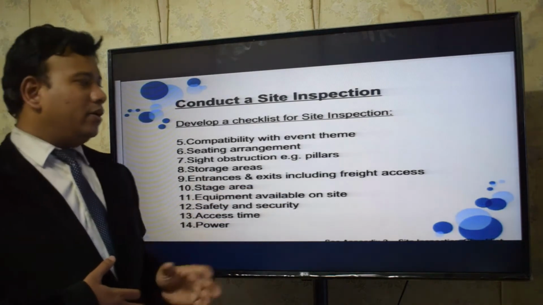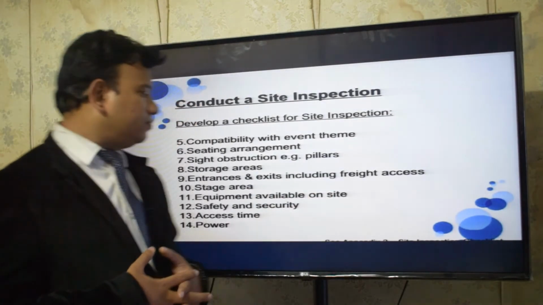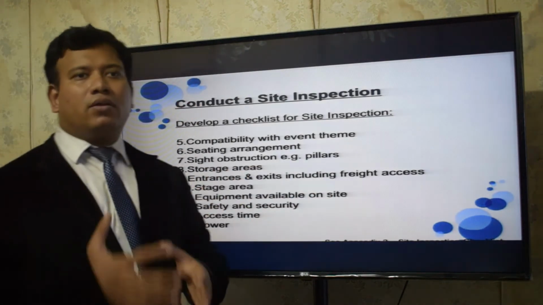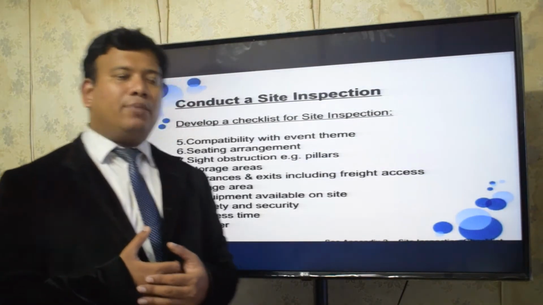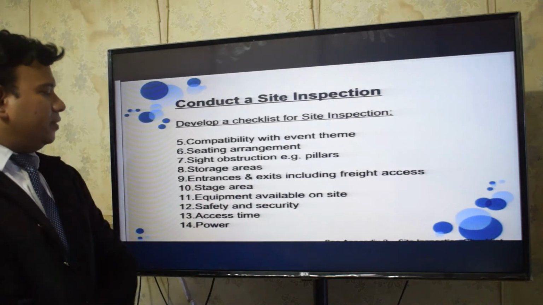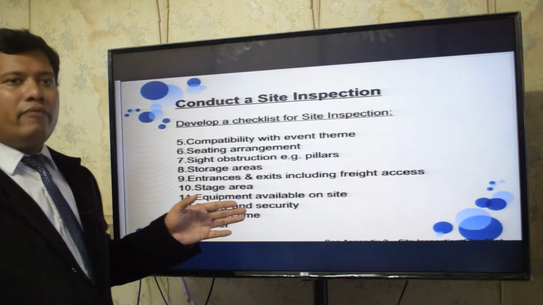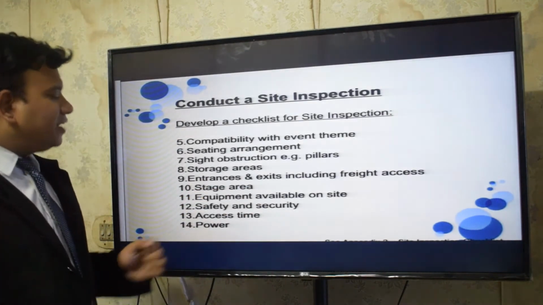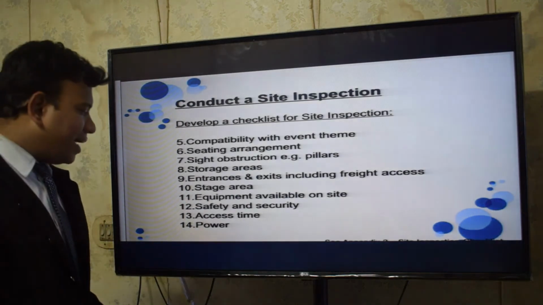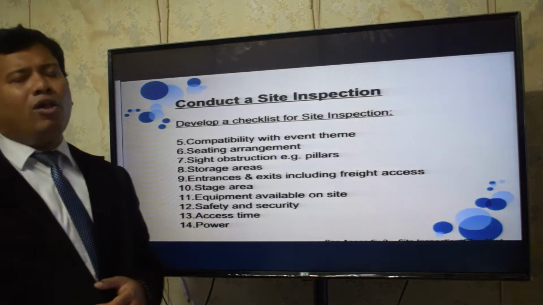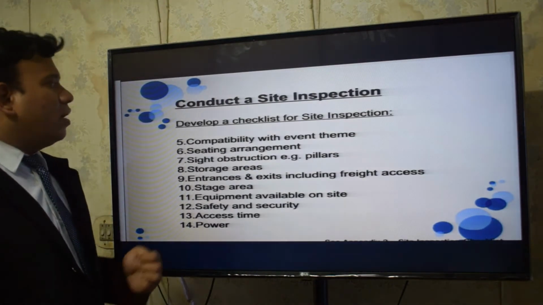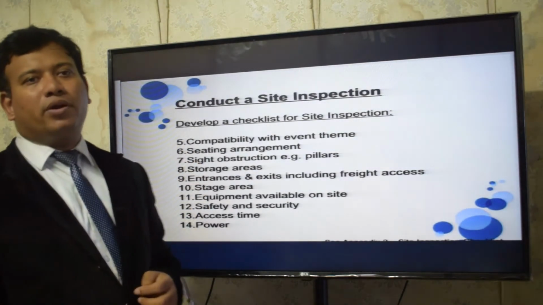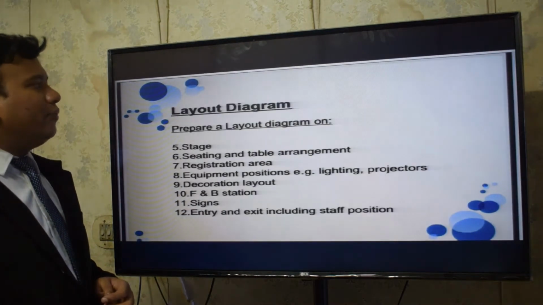Entrance and exit, including freight access. Entrances and exits are the most important, so that no harm will come to the VIPs. Stage area, equipment available on the site, safety and security, access, time and power. All these things are very important before we go to an event, and this checklist is the most important for an event to take place.